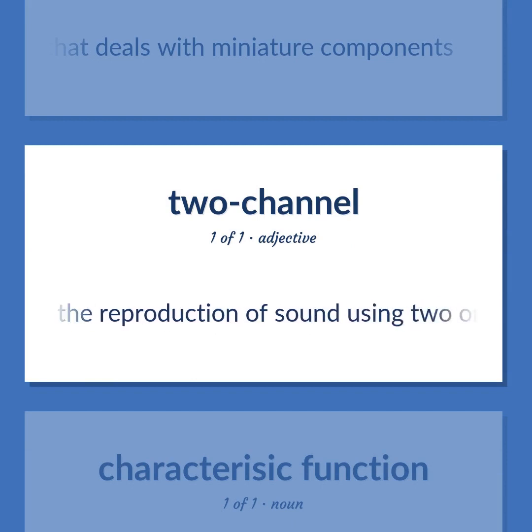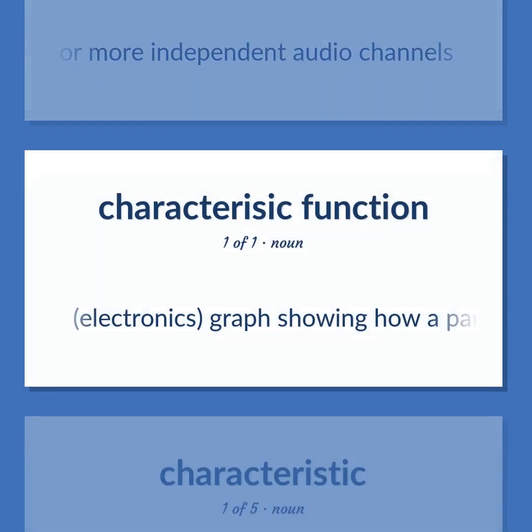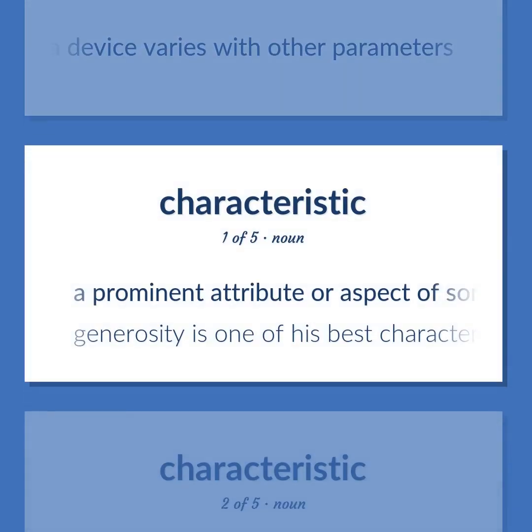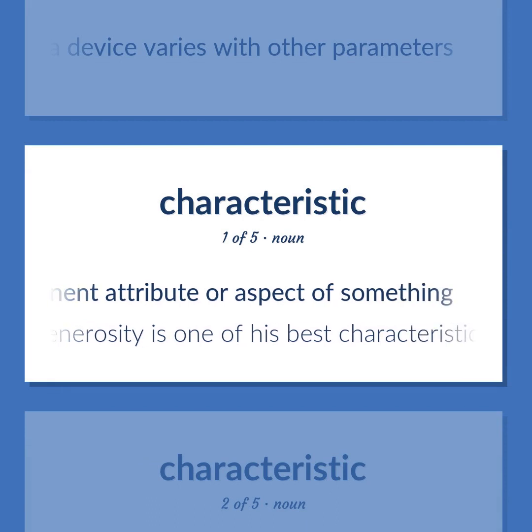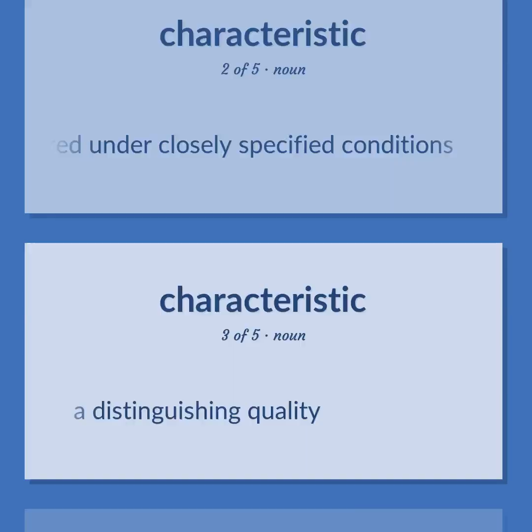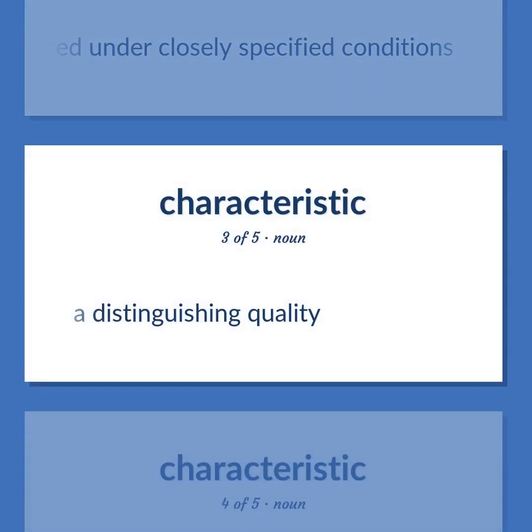Designating the reproduction of sound using two or more independent audio channels. Electronics. Graph showing how a particular characteristic of a device varies with other parameters. A prominent attribute or aspect of something. Generosity is one of his best characteristics. Any measurable property of a device measured under closely specified conditions. A distinguishing quality.